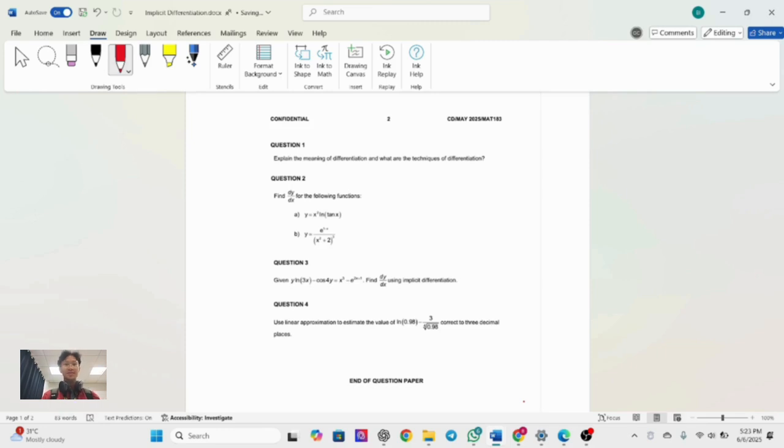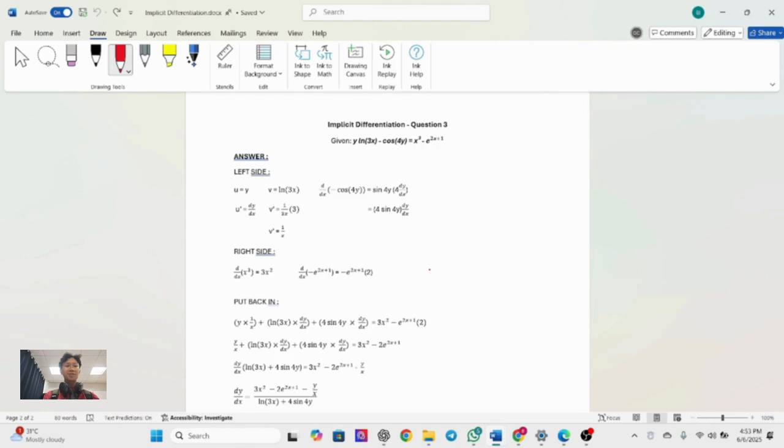Question 3: y ln 3x minus cos 4y equals x to the power of 3 minus e to the power of 2x plus 1. It asks us to find dy over dx using implicit differentiation. So moving on to the solving method, the first step is to differentiate both sides of the equation with respect to x. Since y is a function of x, we must use the product and chain rules.